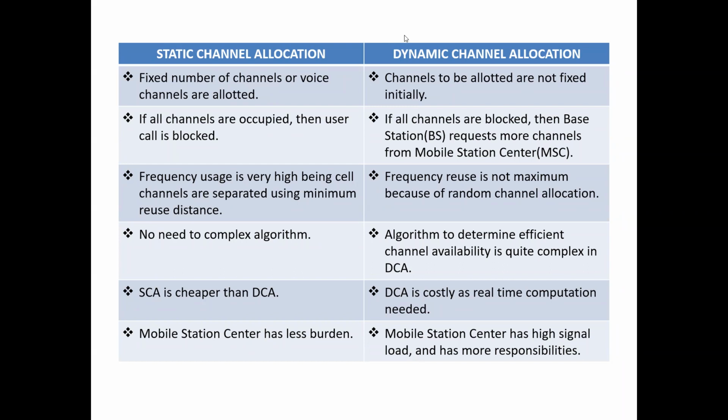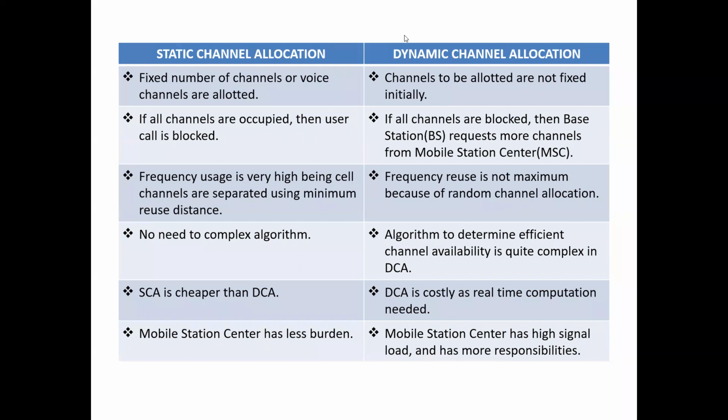Next, the third difference. In static channel allocation, frequency usage is very high, because cell channels are separated using minimum reuse distance. And in dynamic channel allocation, frequency reuse is not maximum because of the random channel allocation.